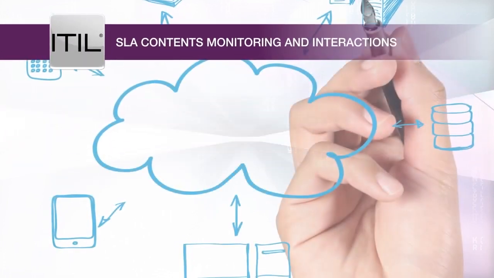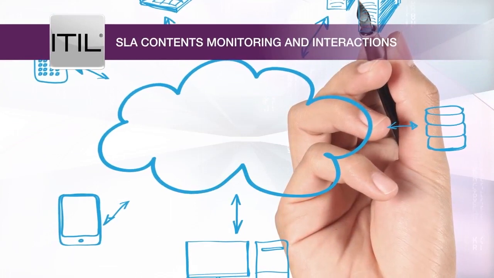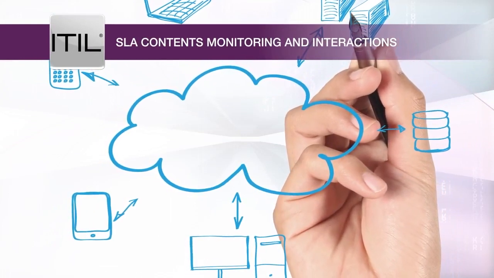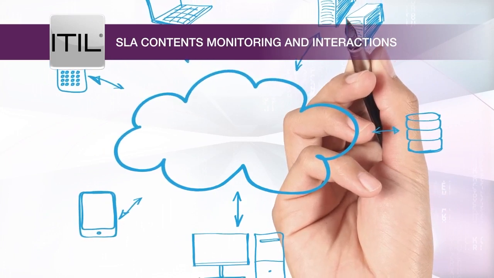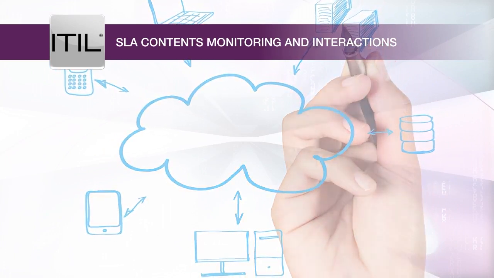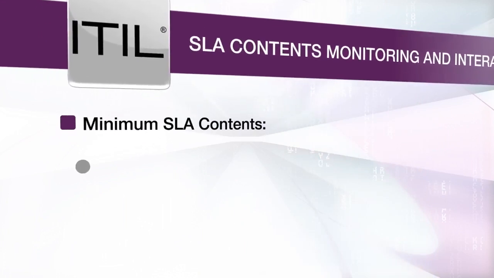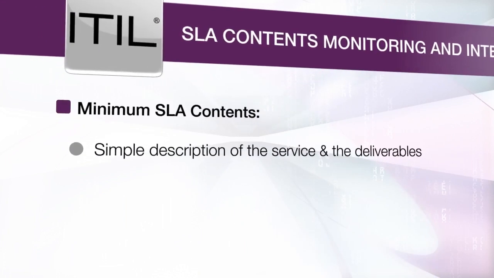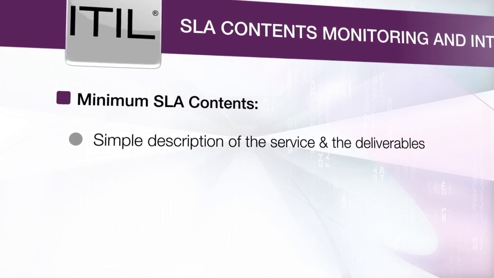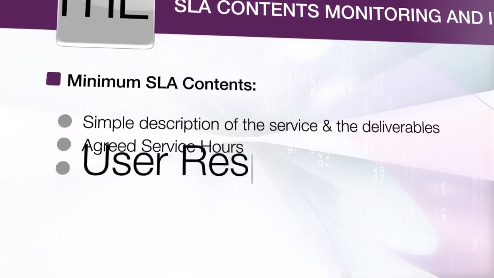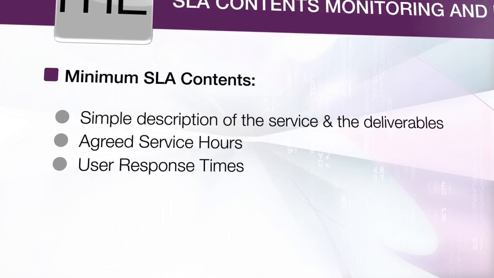What does an SLA look like? The contents will vary depending upon the nature and levels of service a customer wishes to consume. Each SLA should be defined and documented with the following as minimum contents. A simple, clear description of the service and the deliverables expected by the customer. A statement of the agreed service hours and the response times that can be seen by the user.